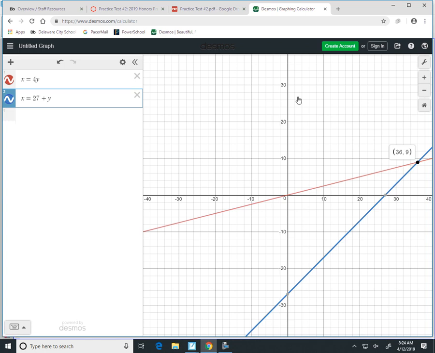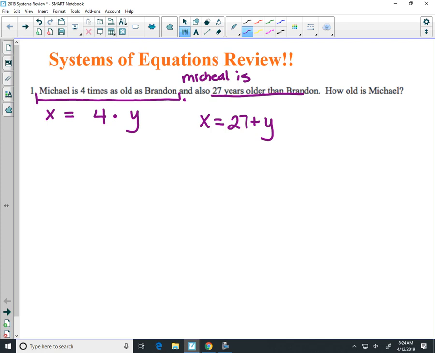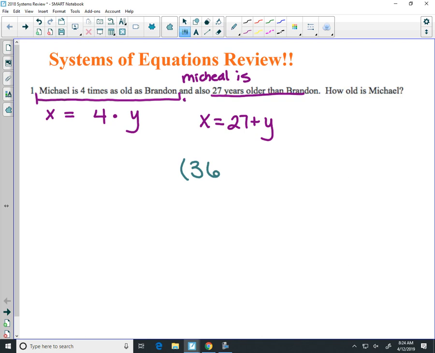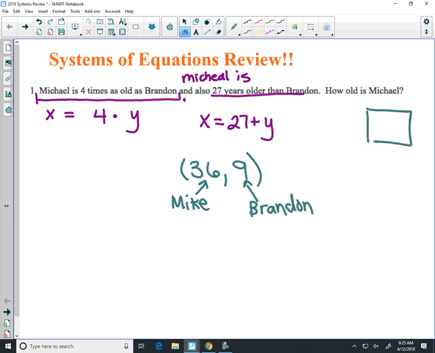36, 9. So what I would write on my scrap paper, other than those equations, which I would definitely write, is just a reminder of what was what. My answer is 36, 9. We made X Michael, and 9 was Brandon. And if we have one answer box for how old Michael is, we're going to put a 36 in it. Done. Our answer there is 36.